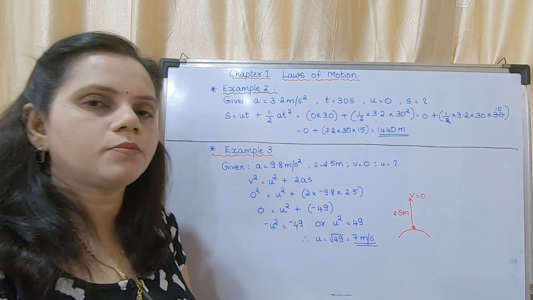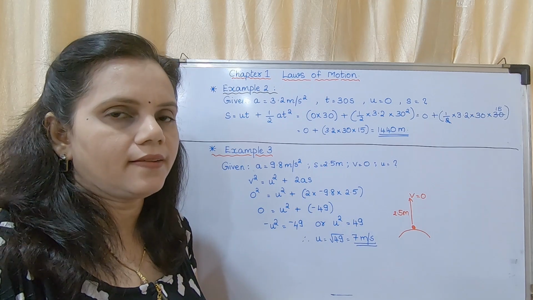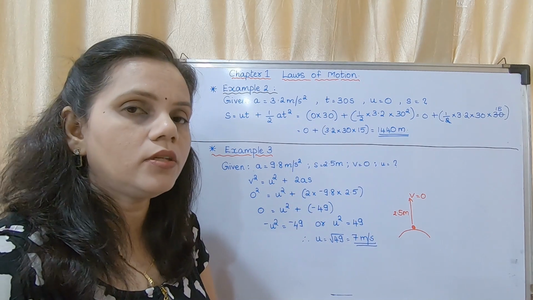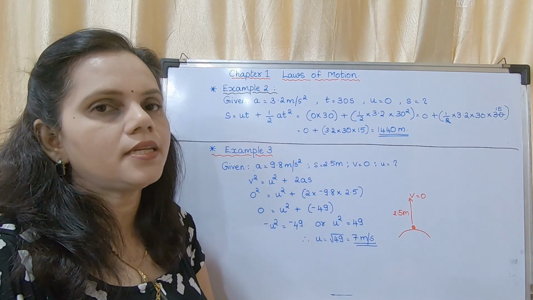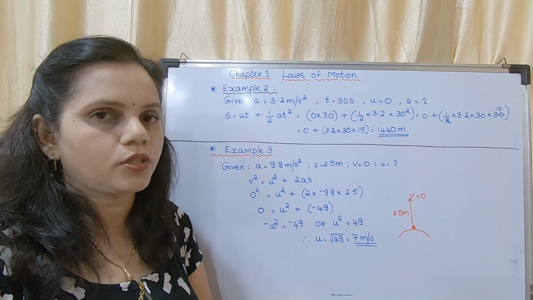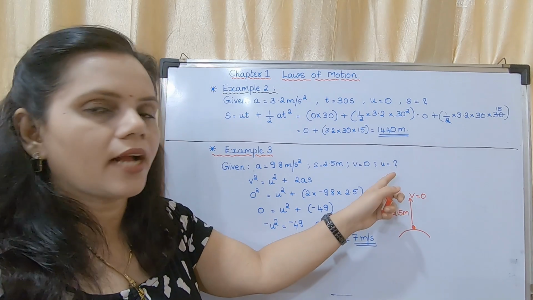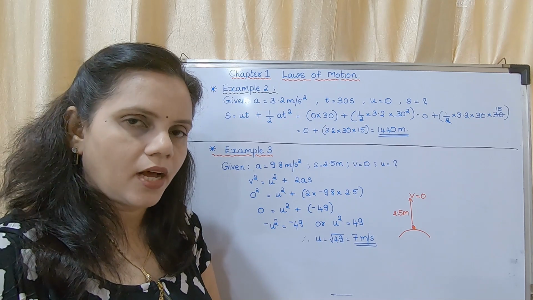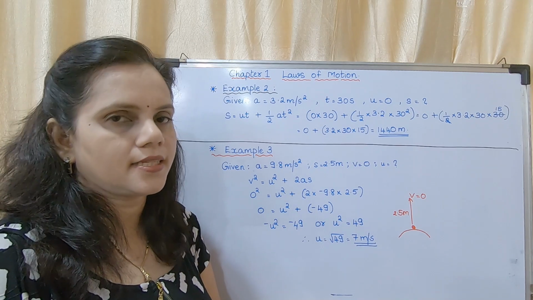So whenever an object is going up, its final velocity will be 0, and whenever an object is coming down, its initial velocity will be 0. This you have to mark, you have to write anywhere in the textbook itself. When an object is going up, its final velocity is 0. When an object is coming down, its initial velocity is 0.